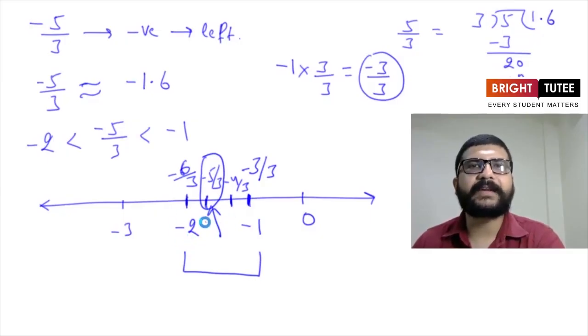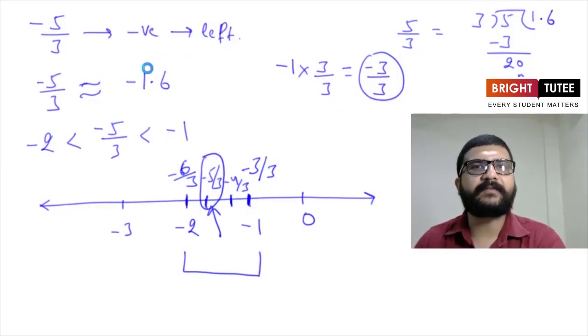So this is how we can plot a rational number on the number line. What we have to do, first of all, is check whether the number is negative or positive. If it is negative, it will lie on the left side of the number line. If it is positive, it will lie on the right side of the number line.